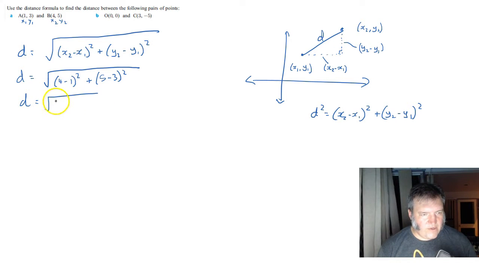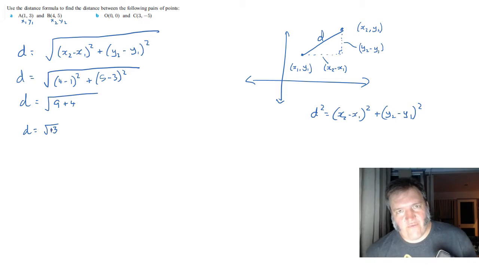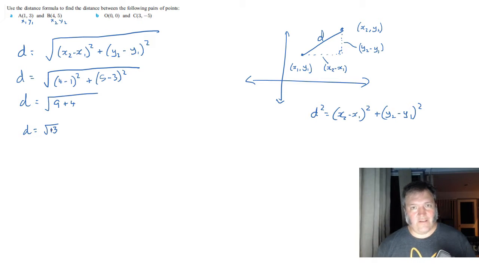4 minus 1 is 3. When I square that, that's 9. 5 minus 3 is 2. When I square that, that's 4. And so I have d equals root 13. We don't want to go and write an ugly decimal. Exact answers are preferable. So leave your answer like that unless there's a specific instruction to find the answer to a certain number of decimal points or decimal places. Sorry, an exact answer is the best.